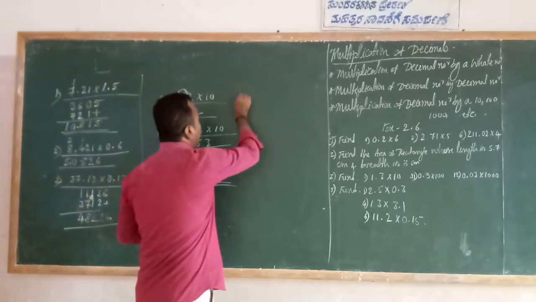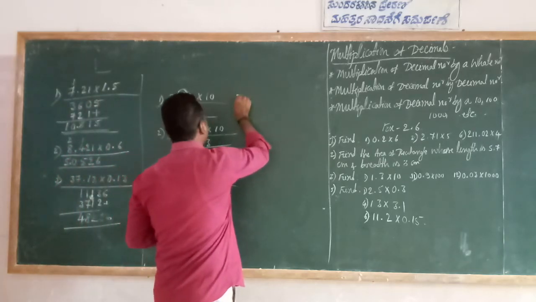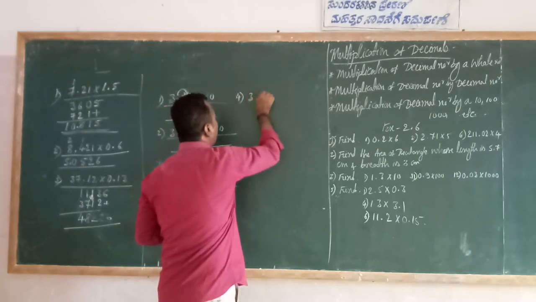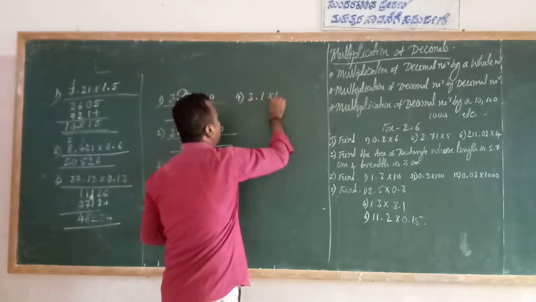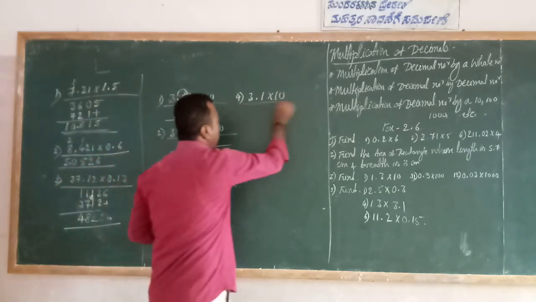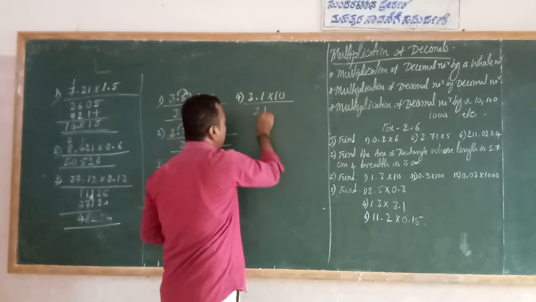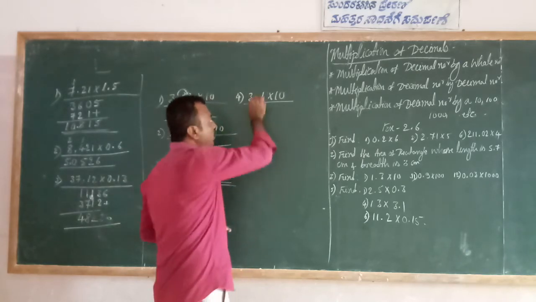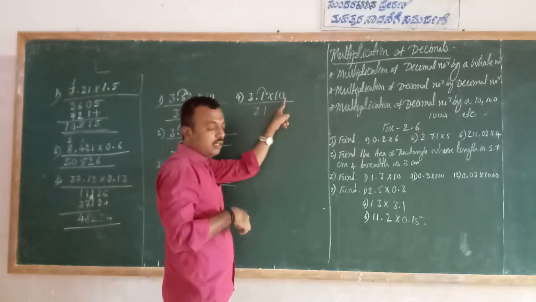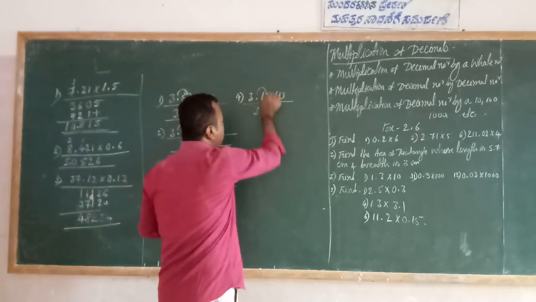So another example. Fourth one. 3.1 into 10. See students, 31 as it is written. First, the point is shifted to the next digit, only one digit, because only one 0 is there. That's why we can move one digit. The point comes to here.